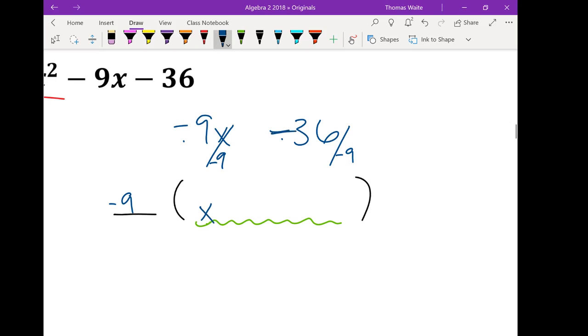Then we have a negative 36 divided by a negative 9. Negative divided by negative is a positive. 36 divided by 9 is 4. Great.